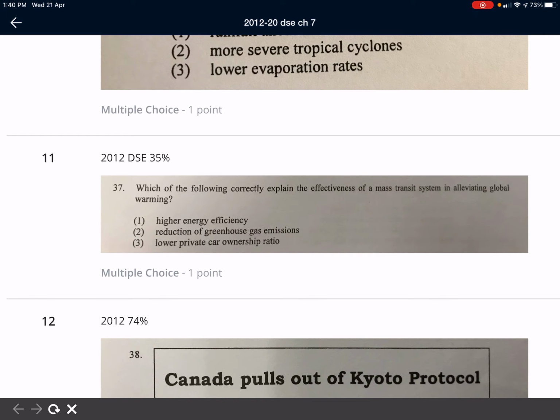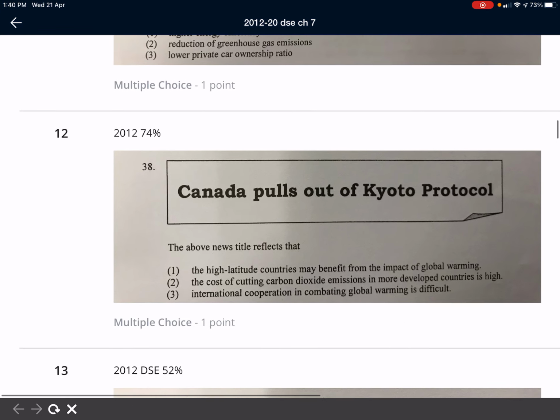Maybe think about it like this. If we are having more railway, is it really going to ban us from owning a car? I don't think so. So number 3 does not really have a direct relationship with the mass transit system. So number 1 and 2 only, which is A.